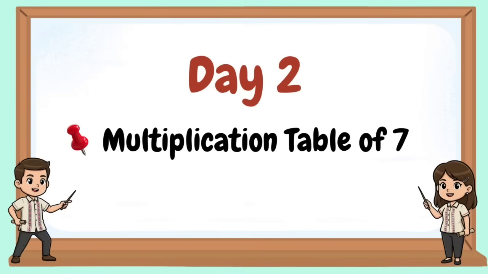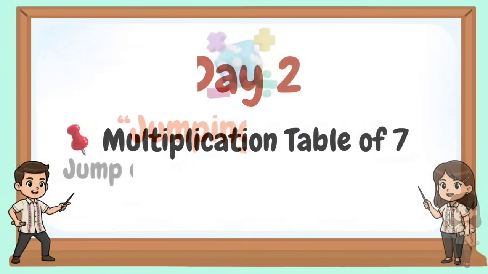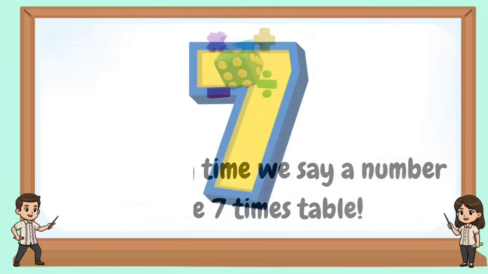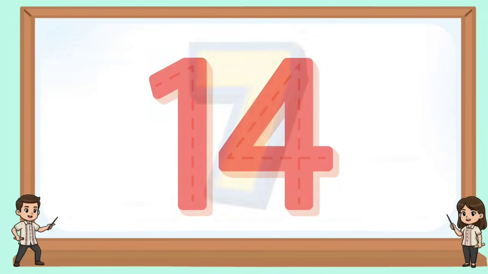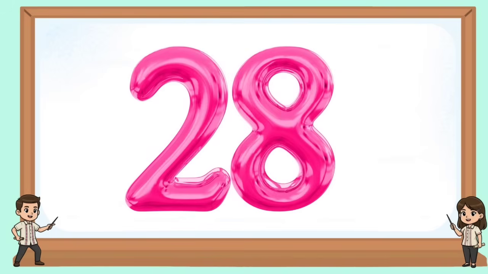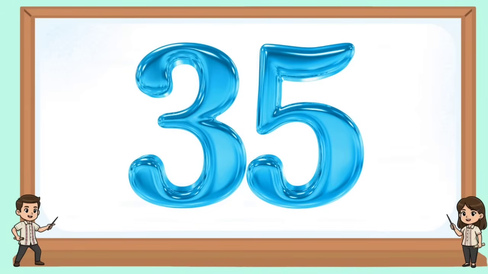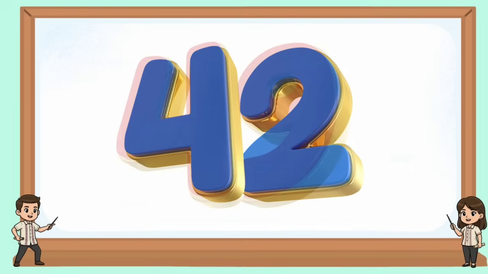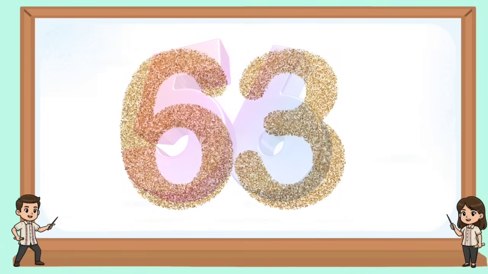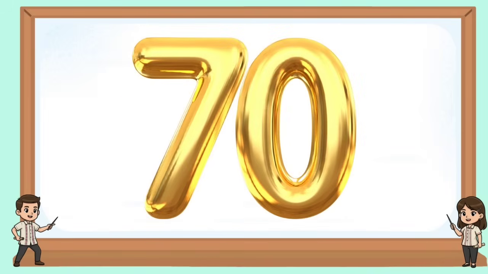Welcome to our day 2. Multiplication table of 7. Jumping sevens. Jump every time we say a number in the 7 times table. 7, 14, 21, 28, 35, 42, 49, 56, 63, 70.